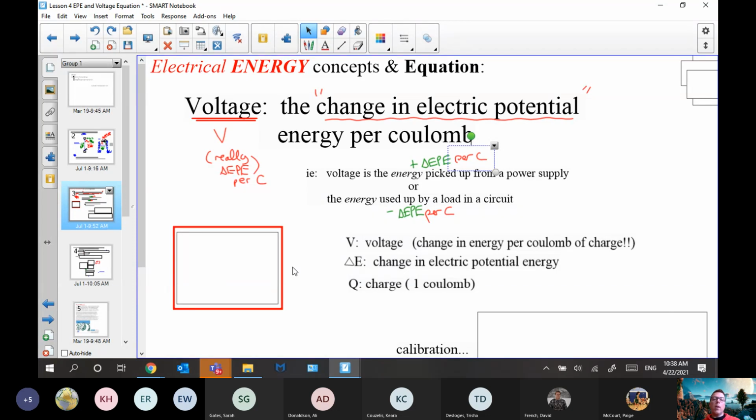So what would be a logical equation for this then? We've got symbols. We can use V for voltage, delta E for change in electric potential energy, and Q for charge. If the concept is energy per charge, it's the same as saying kilometers per hour for speed. It's a very simple equation.